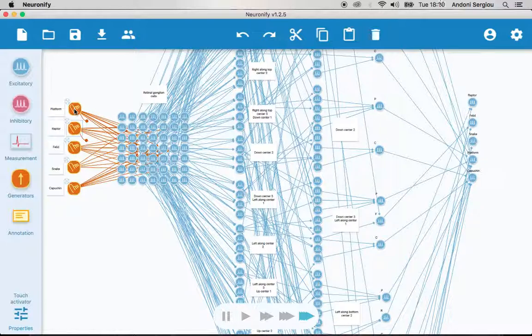But we'll have a go with platform input, and this is the neuron that should be firing. So I'm going to press platform. Saw platform confirmation, a square activate.